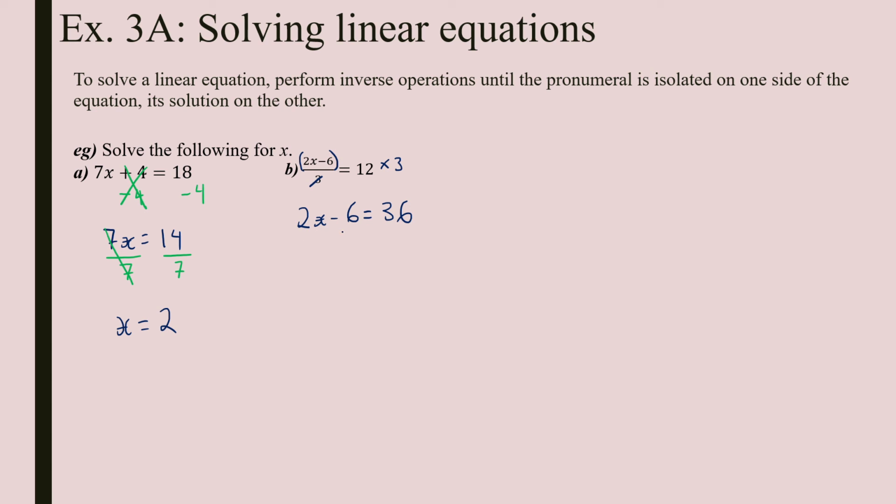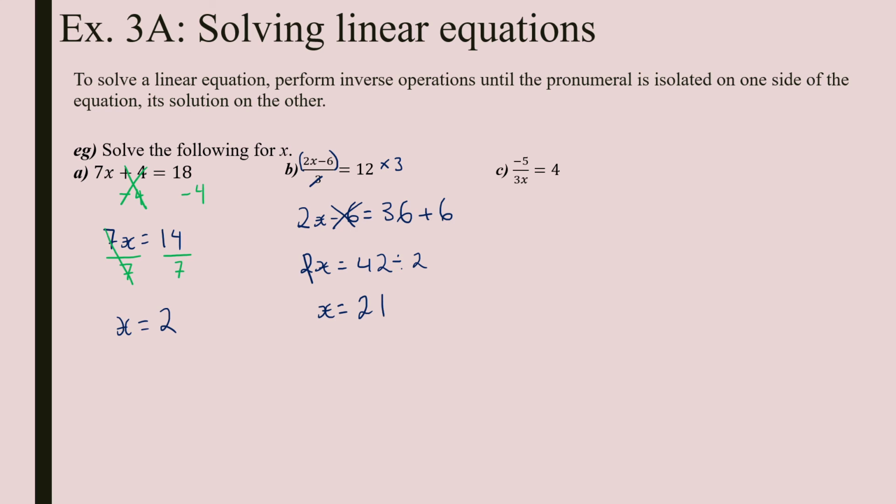I then need to get rid of the minus 6, so the opposite of that is plus 6, leaving me with 2x equals 42. And then finally, we need to get rid of that 2, and to do that, I'm going to divide this side by 2, leaving me with the solution of x equals 21.